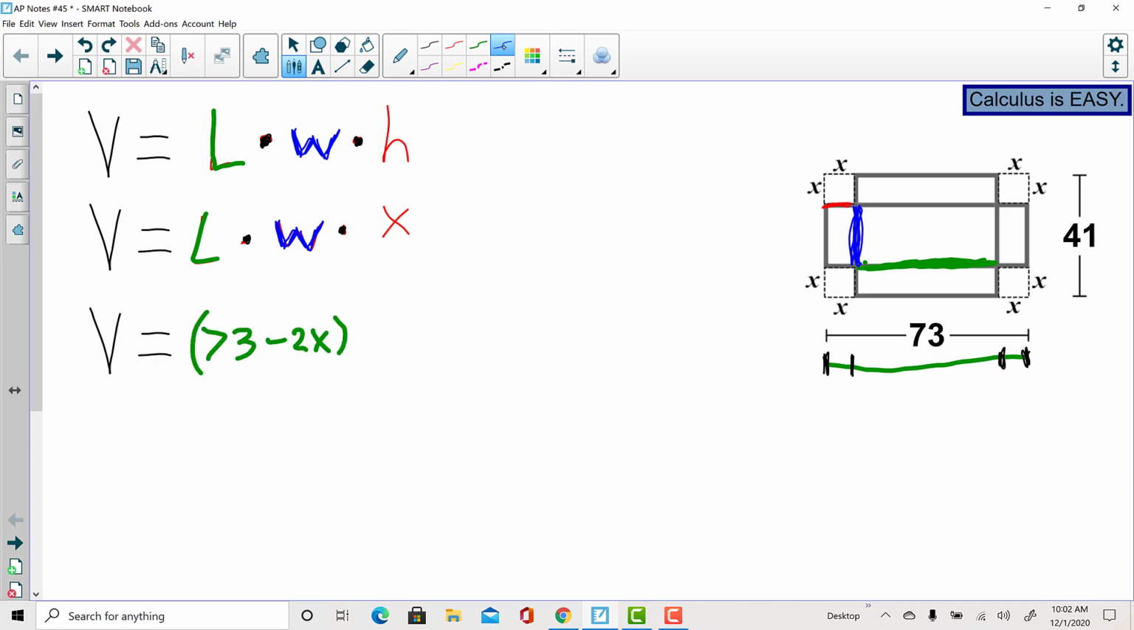Okay, and we're going to do something similar for the width. The entire distance here is going to be 41, but we are going to have to subtract off x here, and then another x over here. So we're subtracting off 2x. So our width is going to be 41 minus 2x. Okay, and now we're done. We have found the formula for our volume, and we can easily maximize this. Let's go ahead and do that with our graphing calculator.